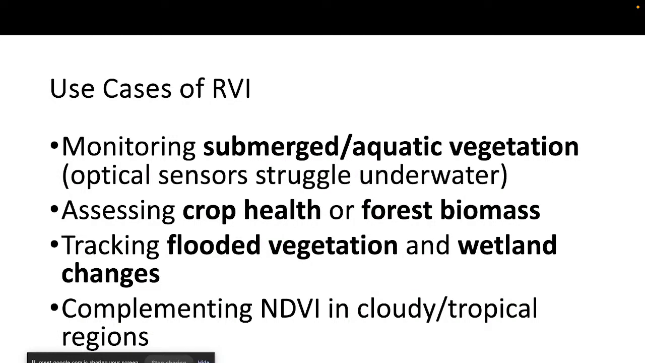And there are a lot of uses of the RVI index, such as monitoring submerged or aquatic vegetation. When you work with aquatic vegetation, we also use the RVI, and it provides better results. Also assessing crop health or forest biomass, and tracking flooded vegetation. It's very important: when you track flooded vegetation, you can easily use the RVI. Also for wetland change, we use the RVI. And as a complement to the NDVI in cloudy and tropical regions, we also use it. Suppose you work in a cloudy region or tropical region, then you try to use the RVI and get better vegetation analysis.